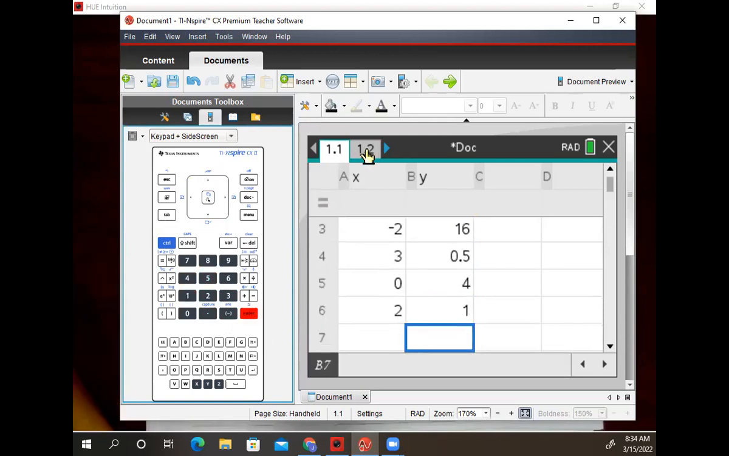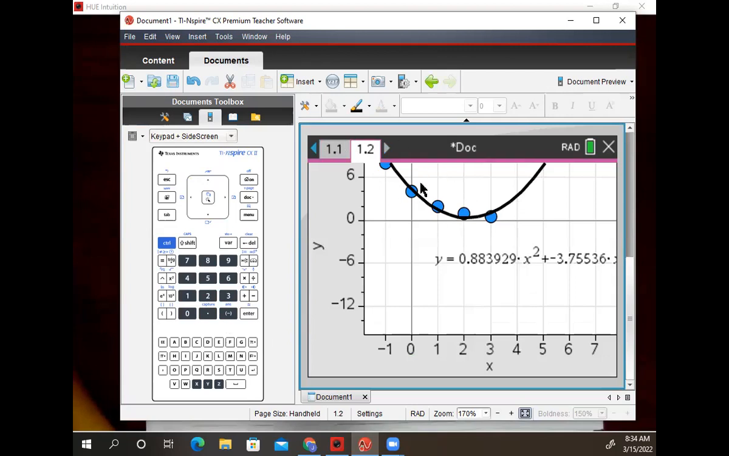Okay. And then if I hop over, my scatter plot is also adjusted. Now a quadratic looks like maybe not the best option for this data. We come down, but we don't ever come back up. And if I take a look, it's already given me that quadratic model because I told it before to give me a quadratic model, but that's not a good fit here.